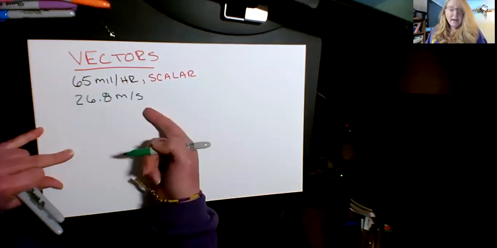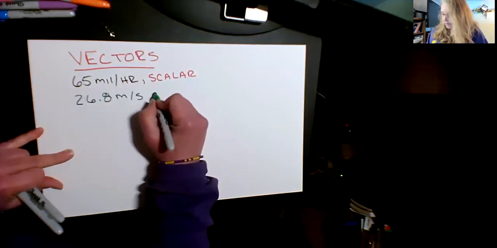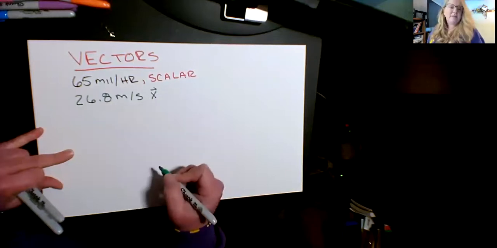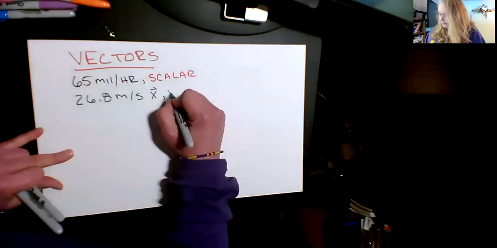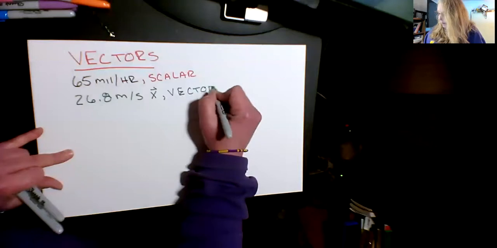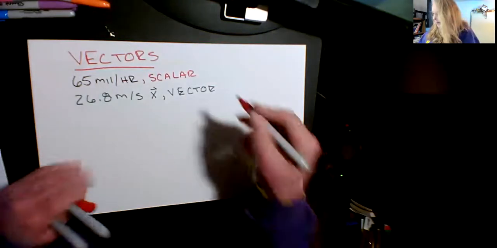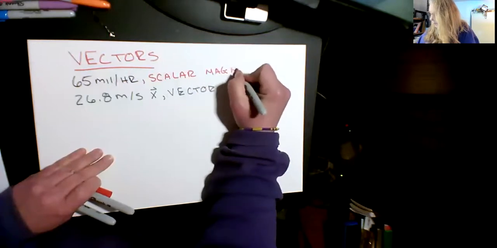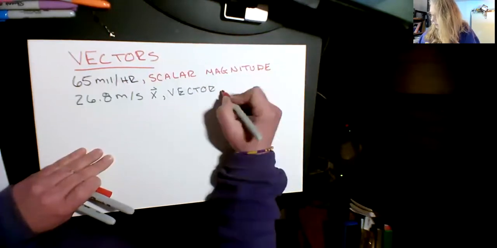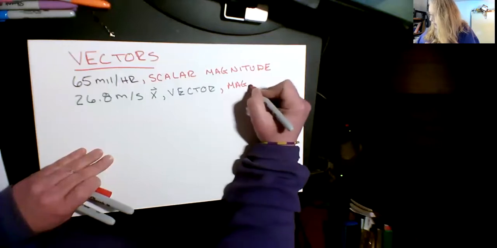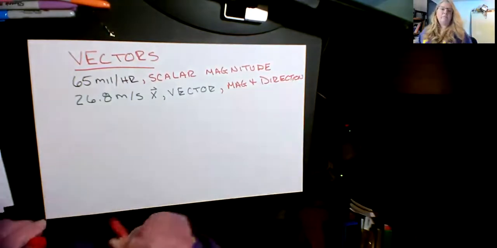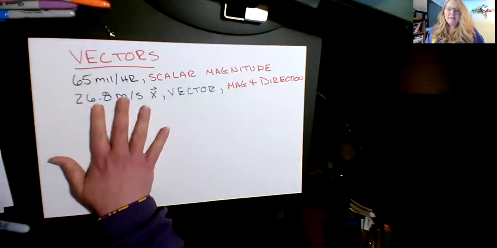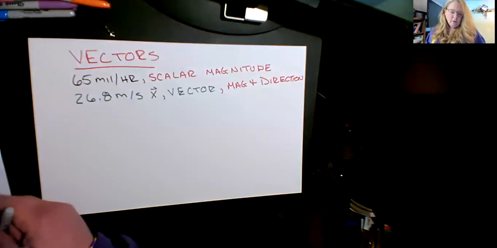So this is 26.8 meters per second in the x direction, where this denotes that it is a vector quantity. So this is a vector. So the difference between the two is that a scalar has magnitude only, just magnitude, and a vector has magnitude, which I'm going to shorten as mag, and direction. That is the vector thing that we are going to be working with.